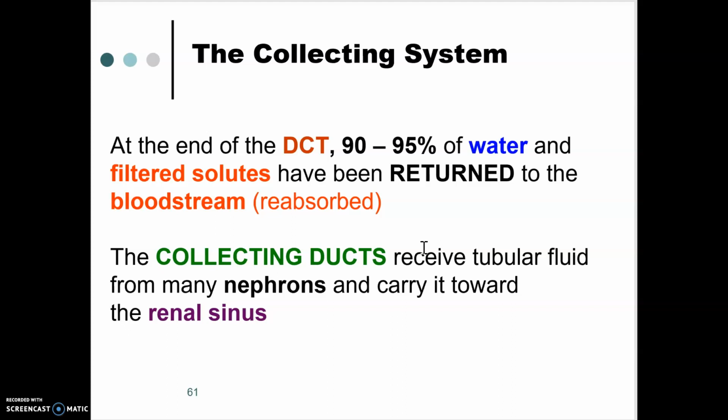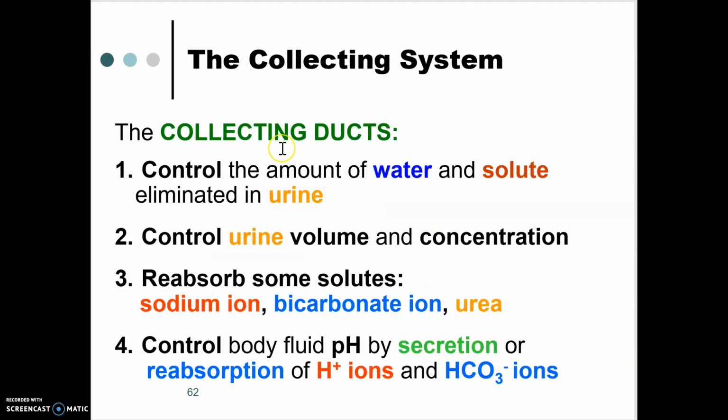Now, from the DCT, several nephrons are going to empty into the collecting ducts. So the collecting ducts receive tubular fluid from a lot of different nephrons, and they carry that away to the renal sinus. In the collecting ducts, we have four different functions that happen, and they all basically boil down to maintaining the composition of the bodily fluids and maintaining the composition of the urine.